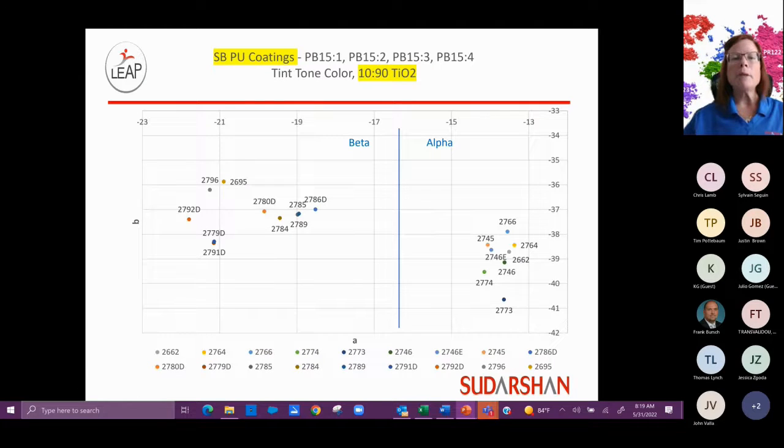And then if you take those same grouping of pigments and put them in a 10-90 or the typical tint tone color, whereas 10 to 90 TiO2, the distinction between the alpha and the beta becomes larger, and the groupings, the differences between each category of pigments becomes a little bit tighter. A little less tight with respect to the betas, where the 15-3s are grouped over to the right-hand side of that grouping, and the 15-4s are going to be even more green than the 15-3s.